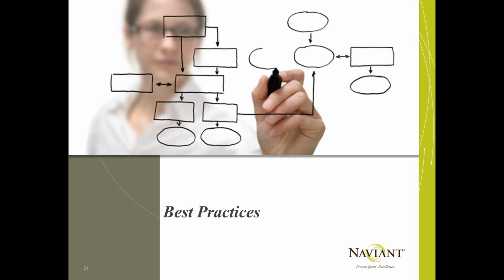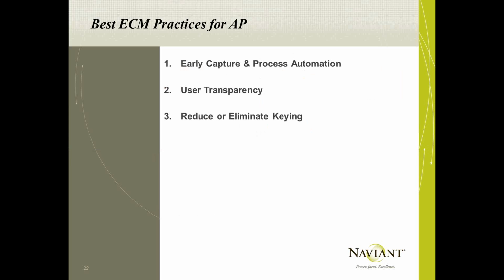So as we think about all of that, and I know that's a lot to absorb in a quick 2-3 minutes, we've boiled it down for this webinar to 3 best practices for AP from a non-technical, product-agnostic perspective. We've talked about this quite a bit: early capture and process automation, user transparency, and then reducing or eliminating keying.